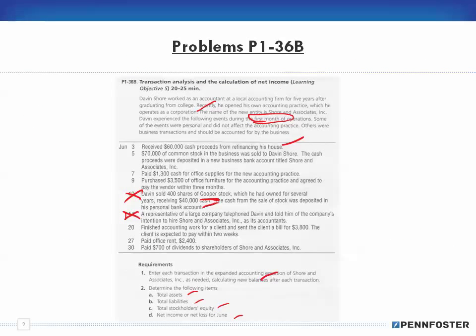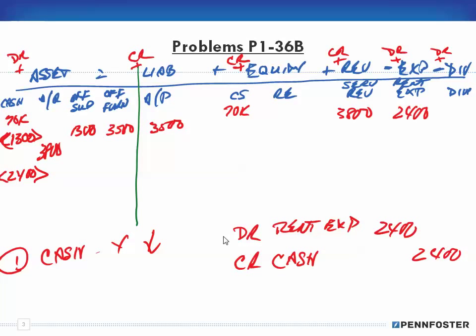Okay, and the last entry is paid $700 of dividends to shareholders. Okay.